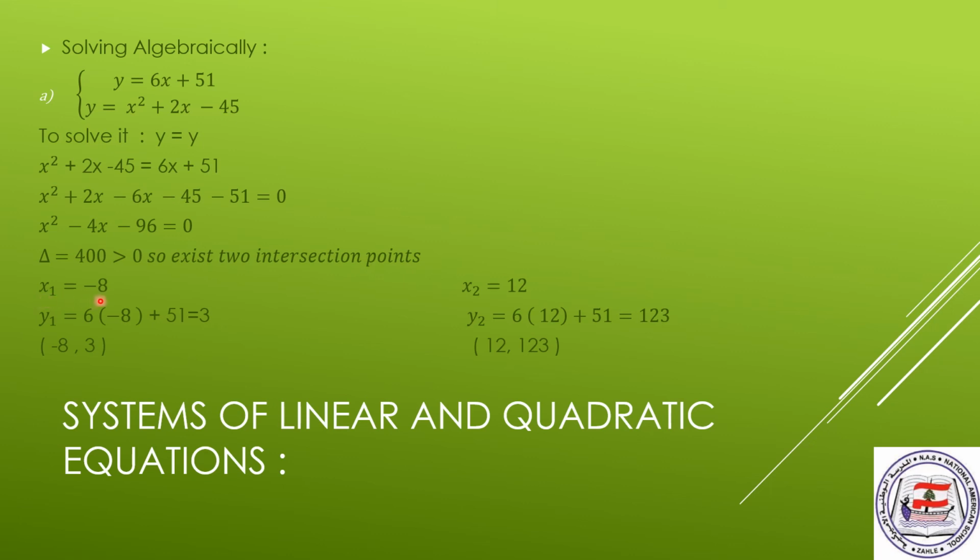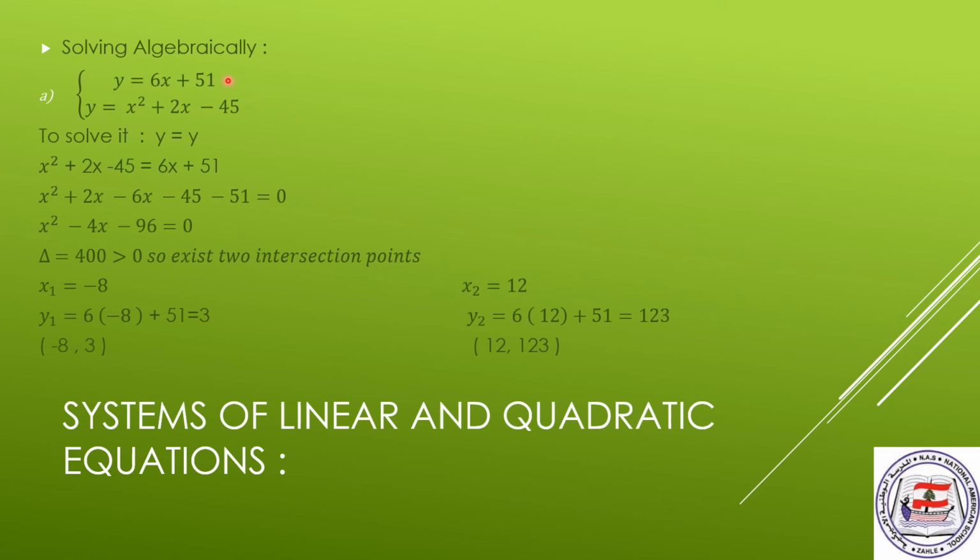x1 is defined by minus b minus radical delta over 2a, giving the value negative 8. When we get the value of x1, we need to replace x1 in any of the two given equations to get the value of y1. But for sure, we choose the equation with the lowest degree. It's easier for calculation. So we replace x1 in the first equation, we get y1 equal to 3. So the first point of intersection is (negative 8, 3).